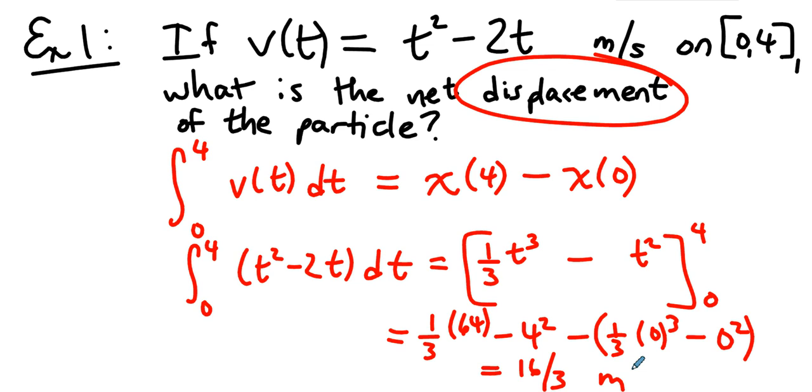Doesn't matter, the particle can go backwards, forwards, doesn't matter. The difference between its starting point and its ending point, at its ending point, it's 16/3 meters further along in a positive direction. How do we know that the particle moved backwards and forwards?